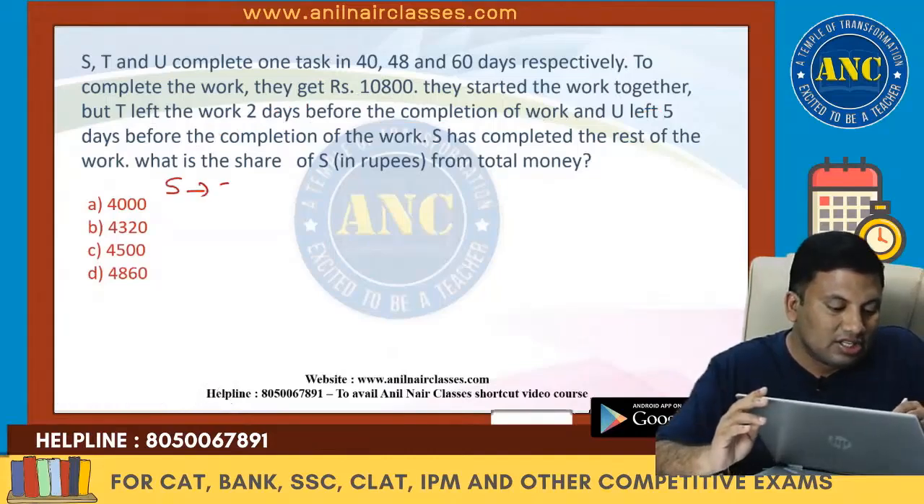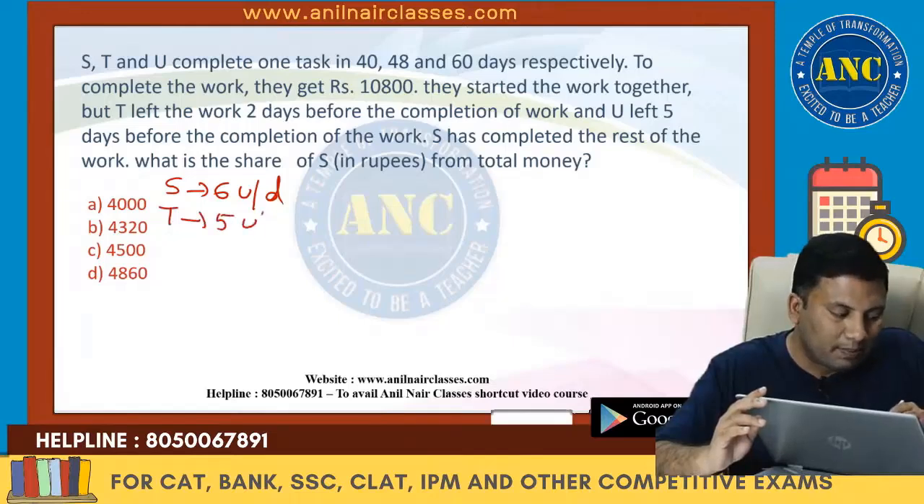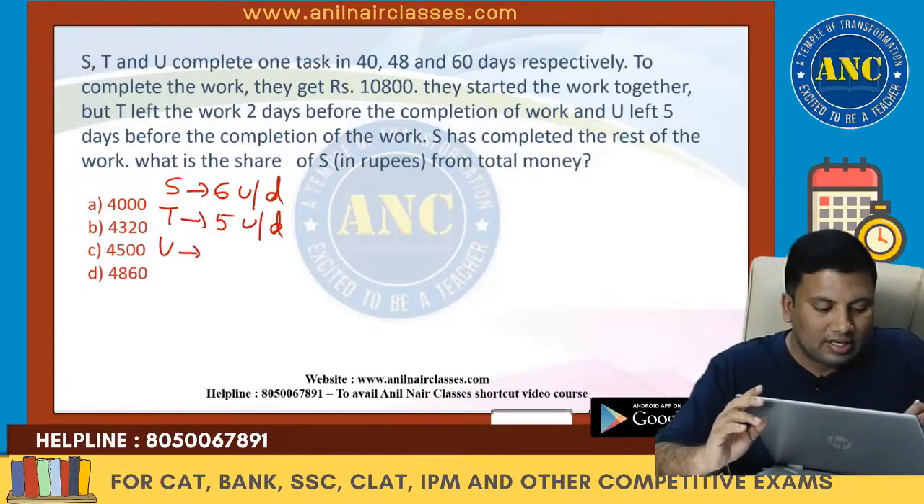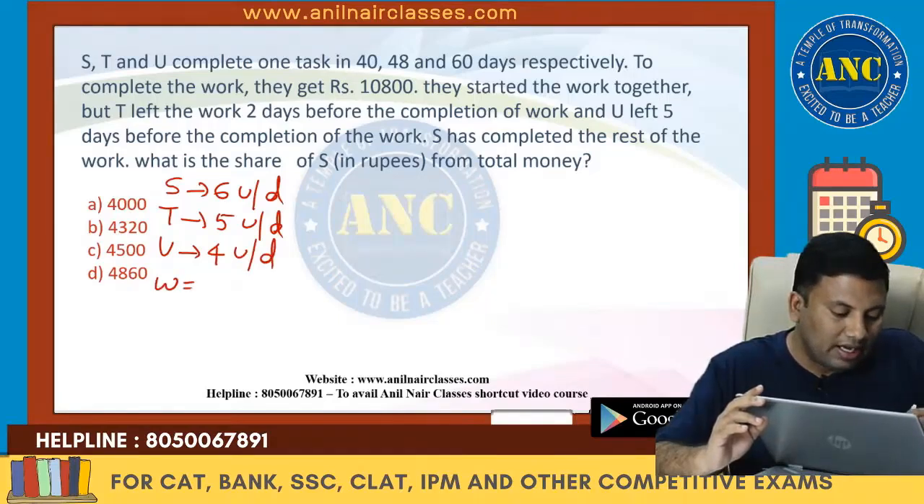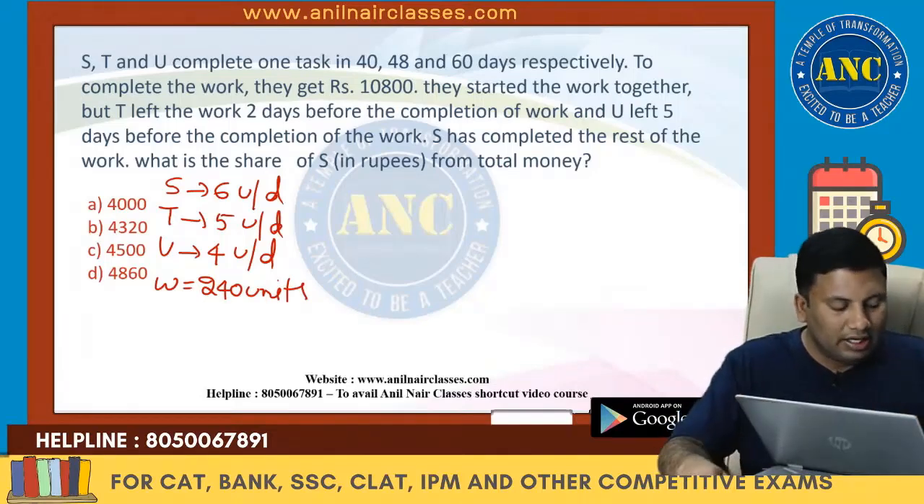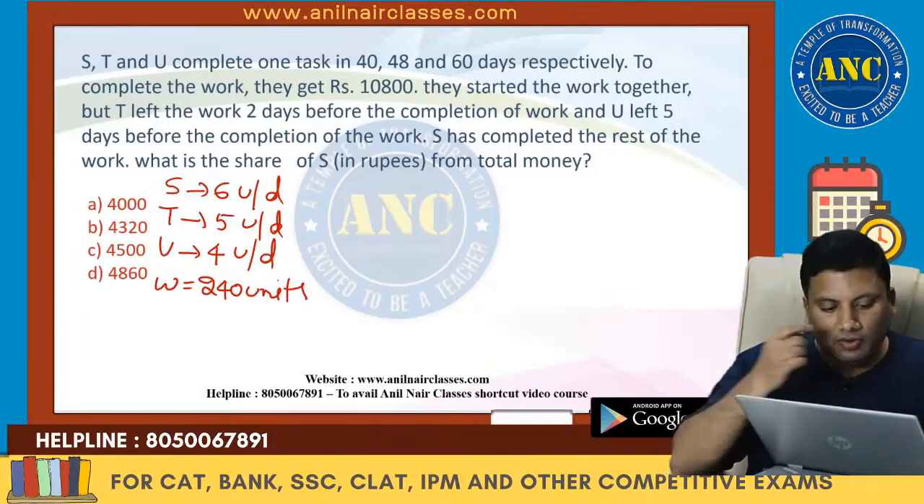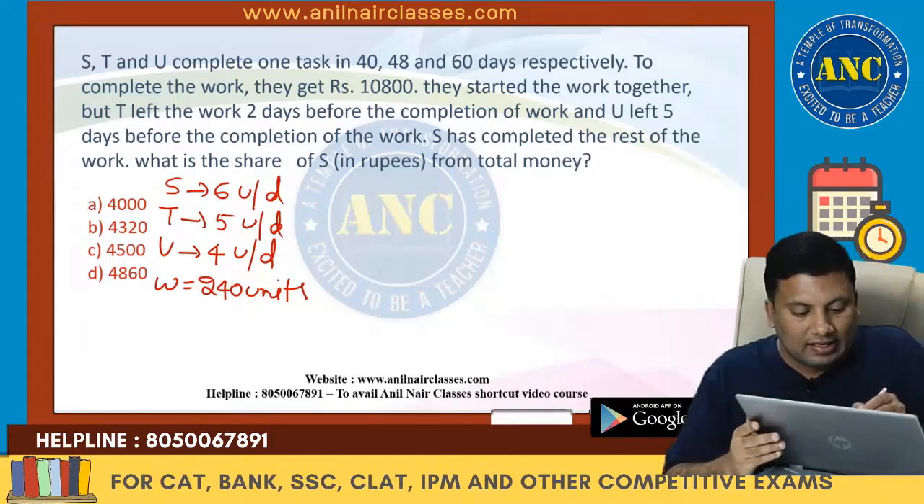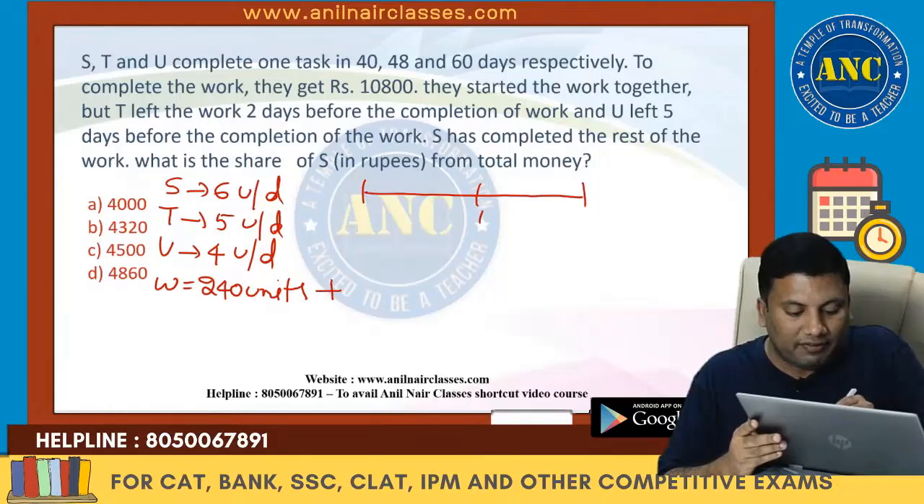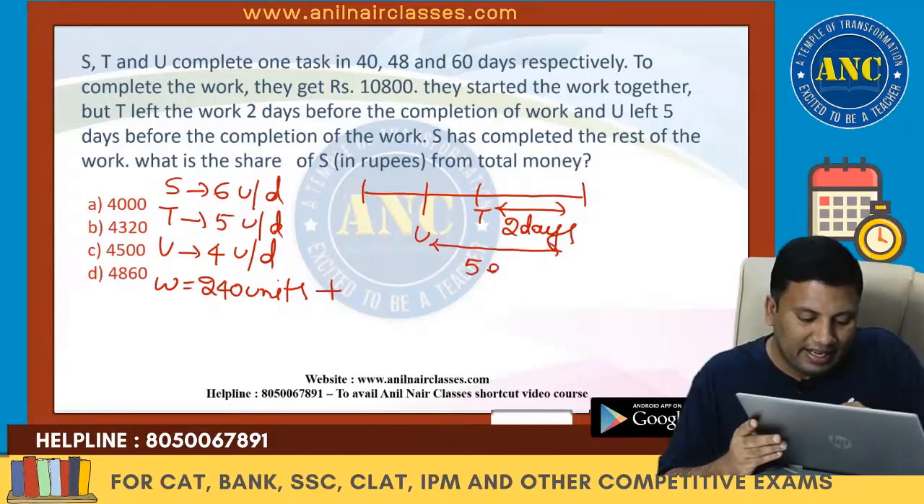S is 6 units per day. T is 5 units per day. And U is 4 units per day. Total work is 240 units we got. Now what is the other thing? T left the work 2 days before, and U left the work 5 days before.